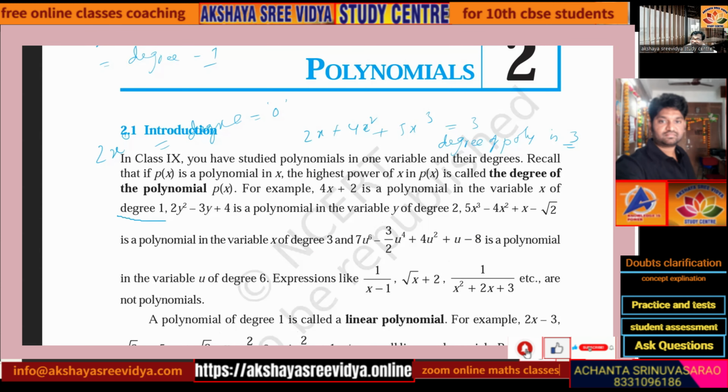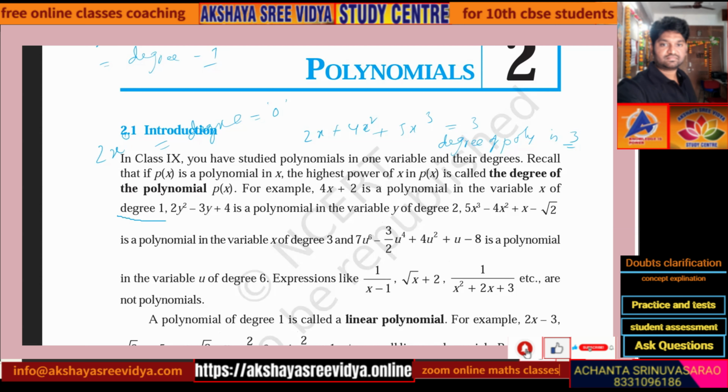Here only one variable is given, that is x, or y, or z, or s, anything. Only one variable. The polynomial is written in one variable. You have to recall that p of x is a polynomial.